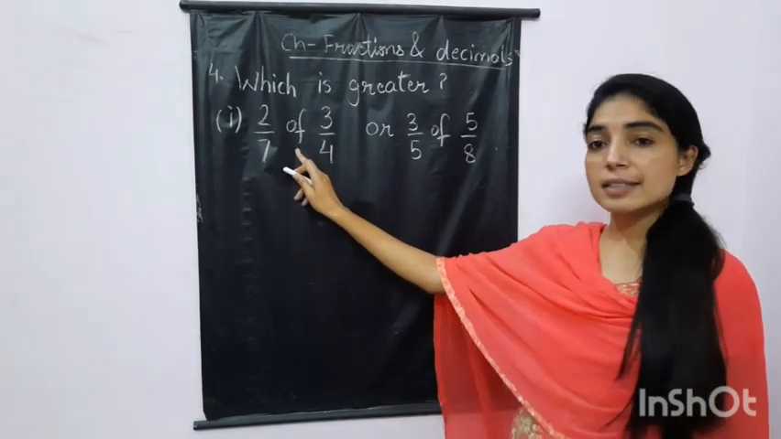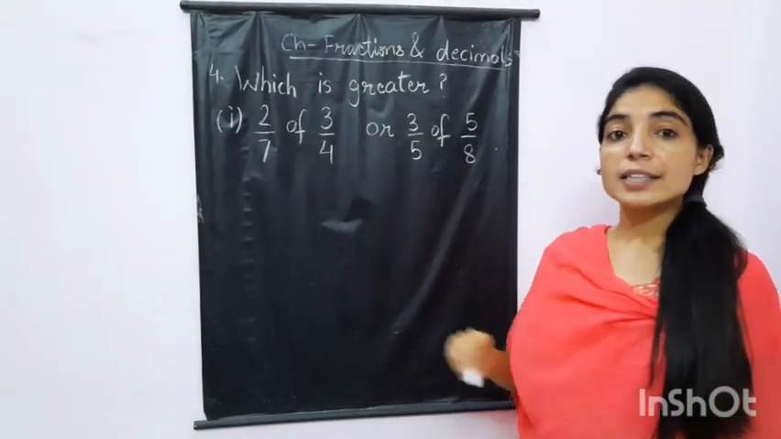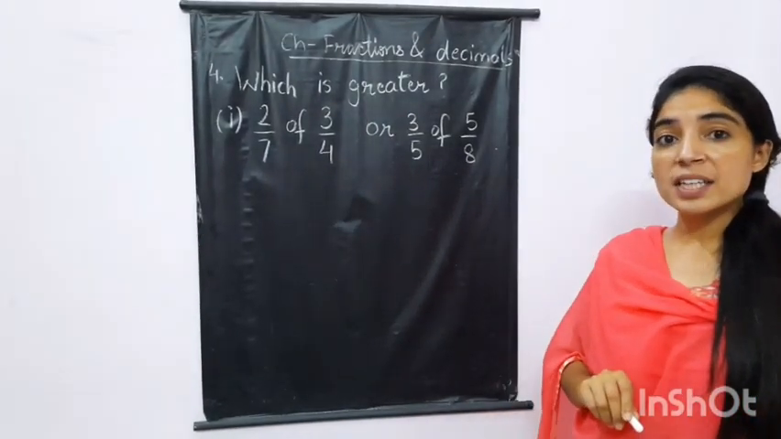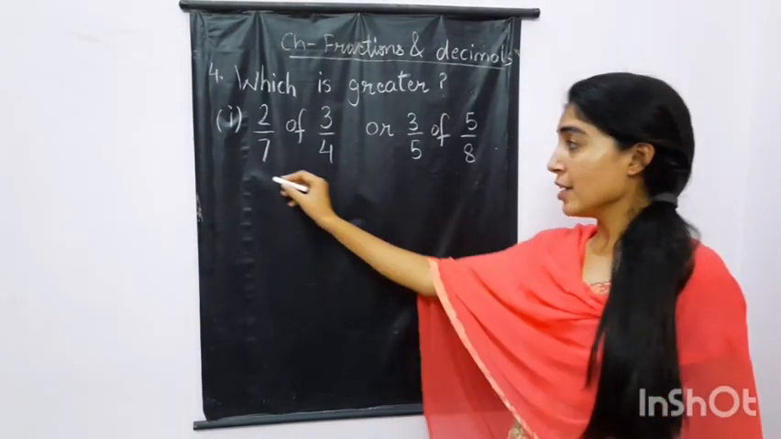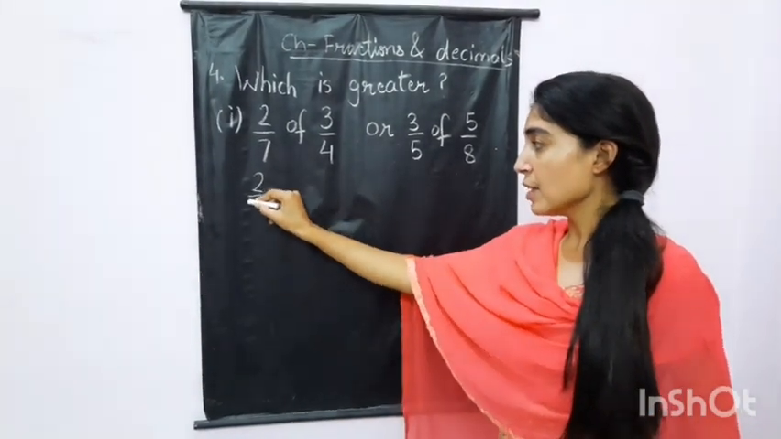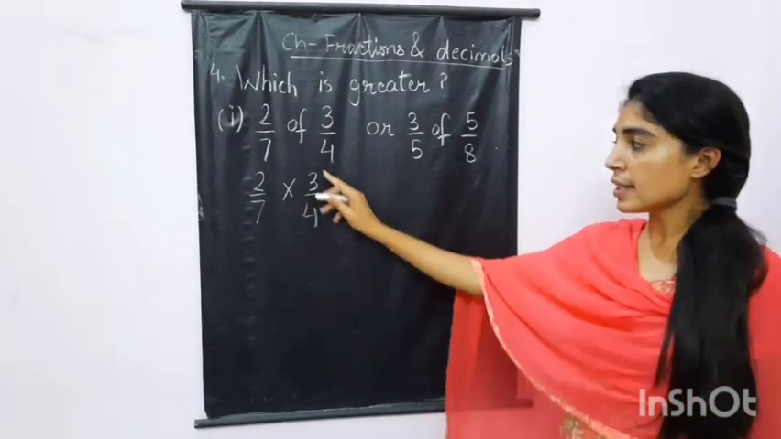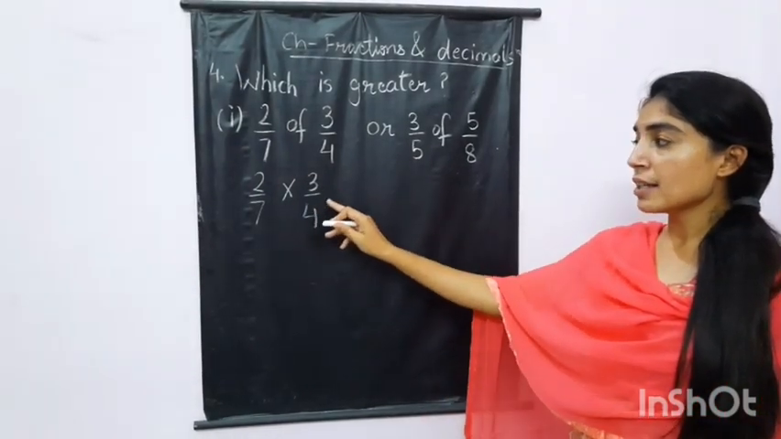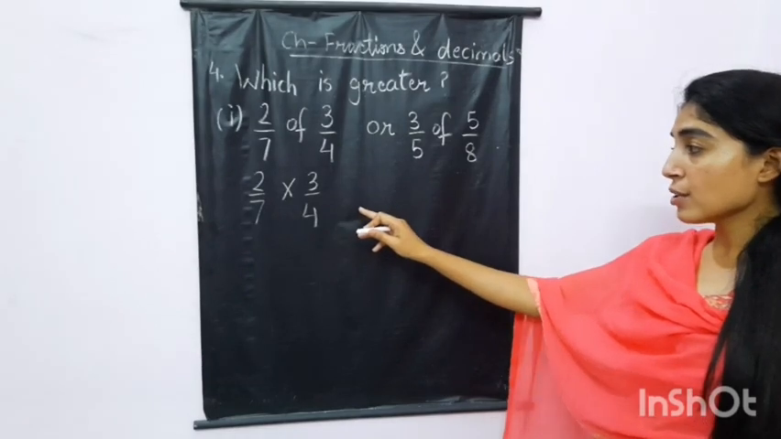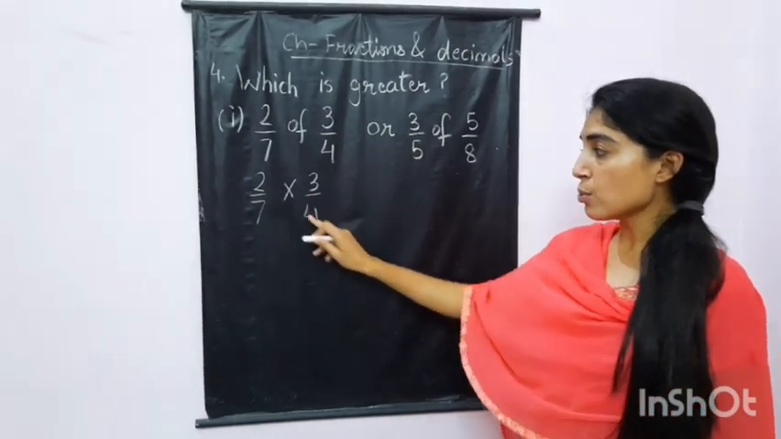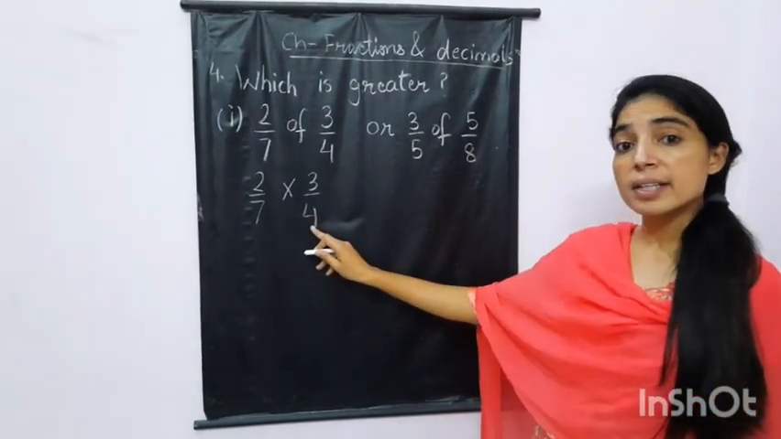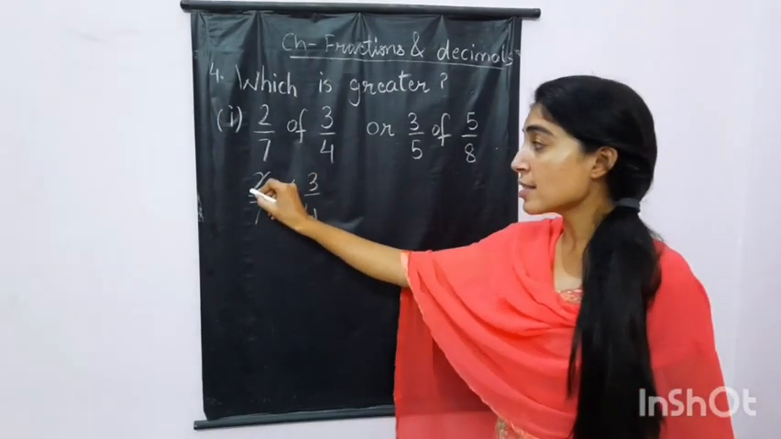Now here it is written "of". You have learnt in maths, "of" means we will multiply. So we will change "of" into multiply, and it will become 2 by 7 into 3 by 4. Now we will see, is there any number which can be cancelled? You can see here is 2, this is 4, both come in the same table. So we can cancel 2 with 4.